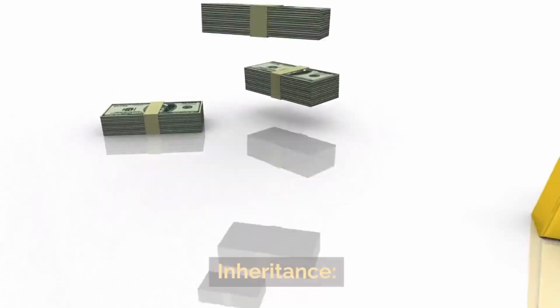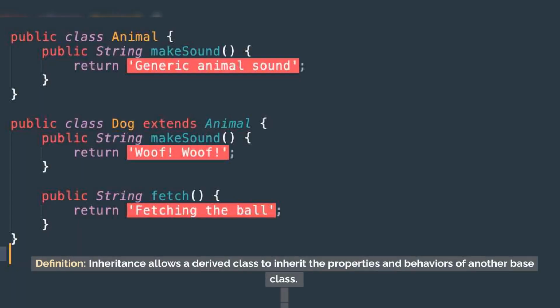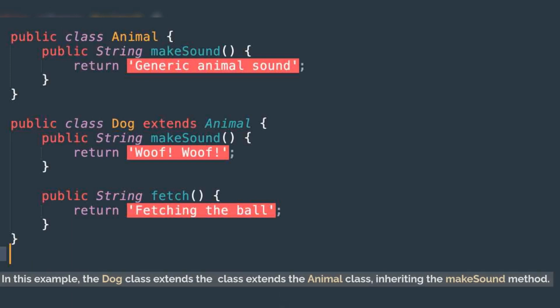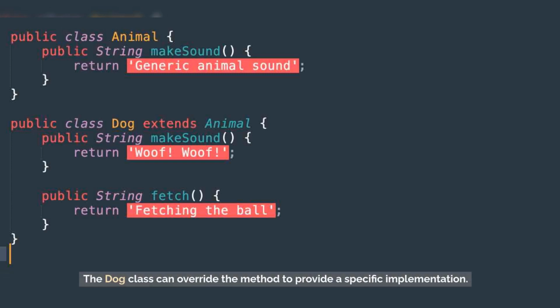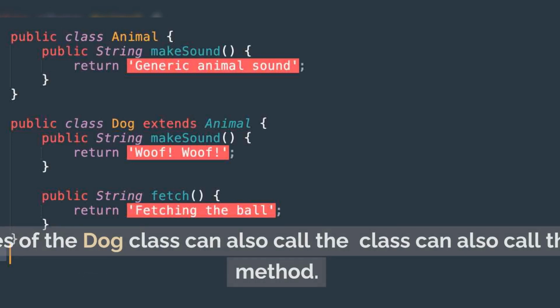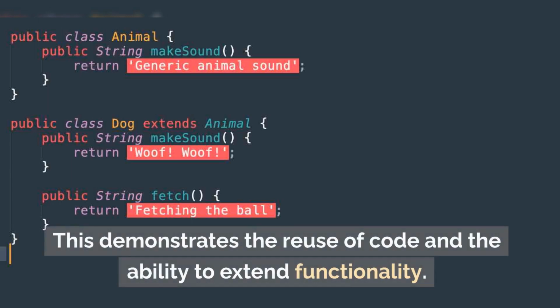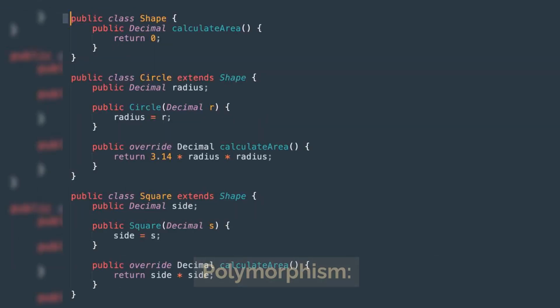2. Inheritance. Definition: Inheritance allows a derived class to inherit the properties and behaviors of another base class. In this example, the dog class extends the animal class, inheriting the makeSound method. The dog class can override the method to provide a specific implementation. Instances of the dog class can also call the fetch method. This demonstrates the reuse of code and the ability to extend functionality.